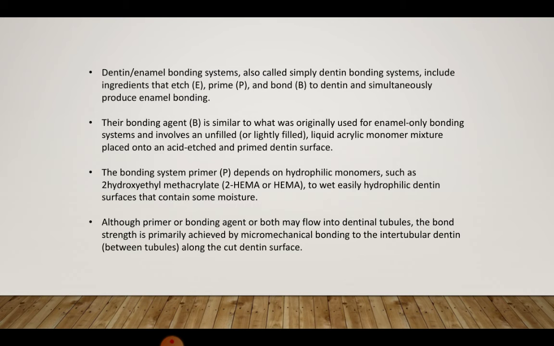Although the primer or the bonding agent or both may flow into the dentinal tubules, the bond strength is primarily achieved by micromechanical bonding to the intertubular dentine, which is between the tubules along the dentine surface. This means that the primer or the bonding agent or both of them can flow into the dentinal tubules and form resin tags, but primarily the bond strength comes from the micromechanical bonding to the intertubular dentine.